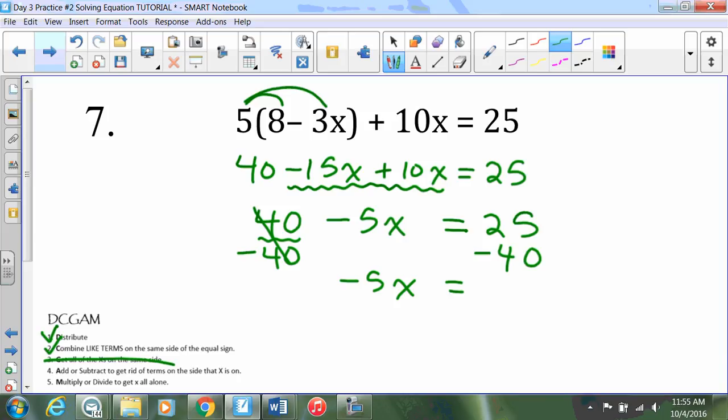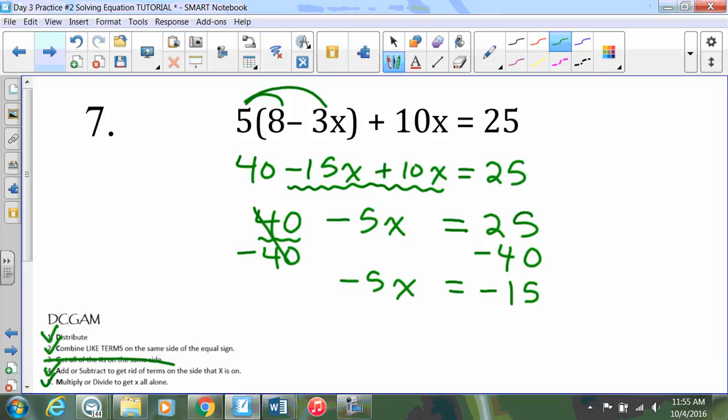Don't leave your sign behind. A lot of people will forget, and on this line, they'll just write 5x instead of negative 5x. Don't be that person. And then 25 minus 40 is going to give me a negative 15. And then, so we subtracted to help get rid of terms on the x side. And then we go ahead and do the last step.